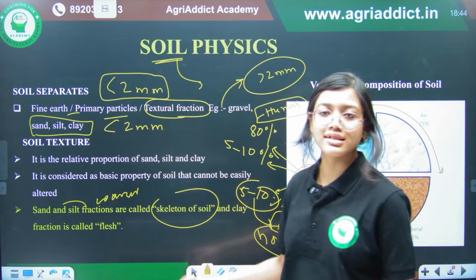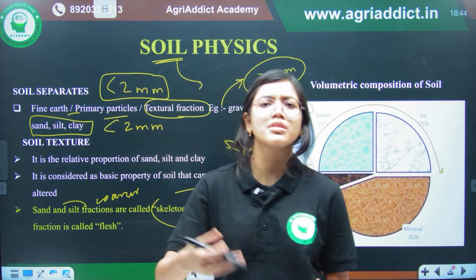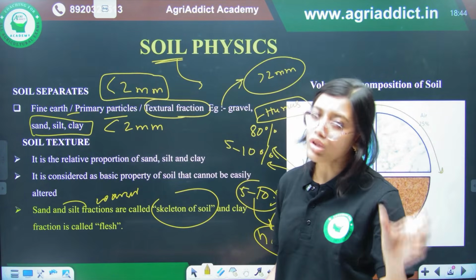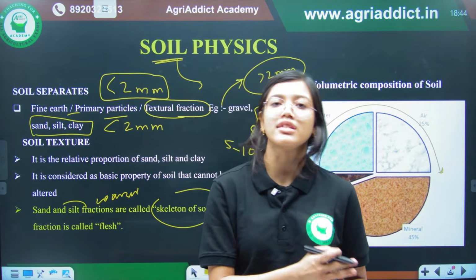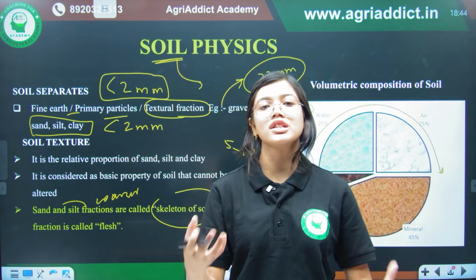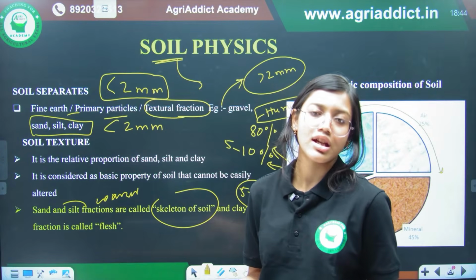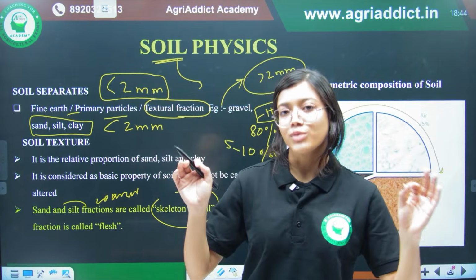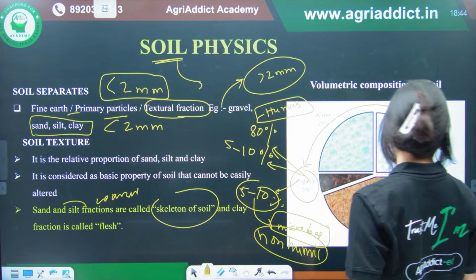The sand and silt do not contribute to any of the chemical properties, they just contribute to the physical properties. But the clay is one of the most important things, as it has charge, it has aggregation capacity, it has the capacity to hold the soil particles together. That is why it is called the flesh. Imagine you are walking with your skeleton only, with no muscle. That is how important clay is in the soil.